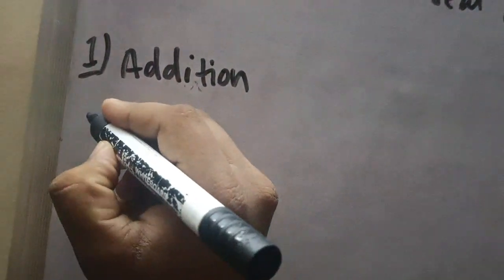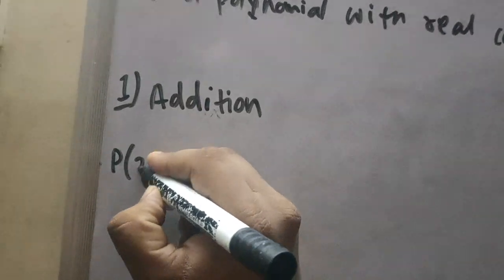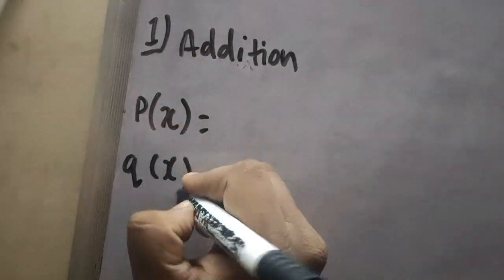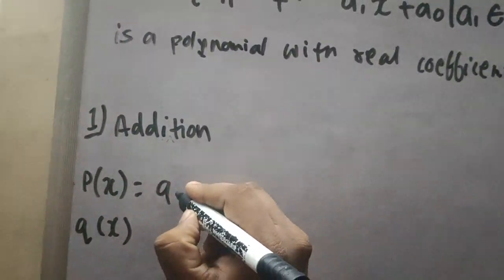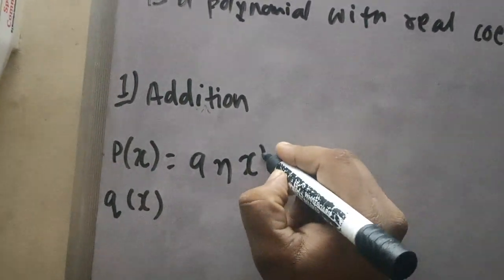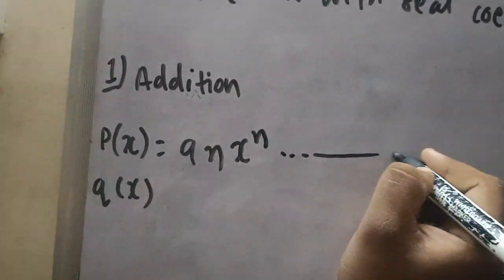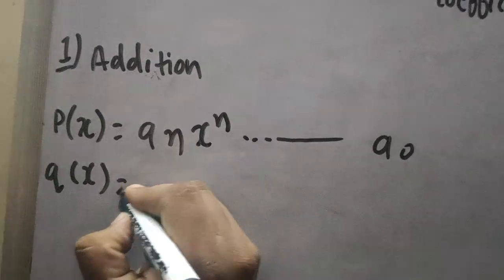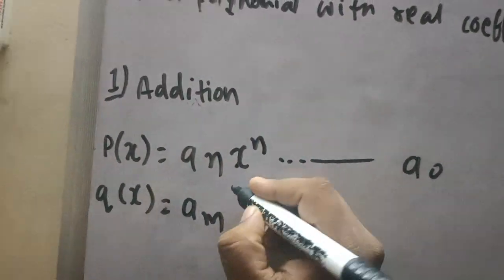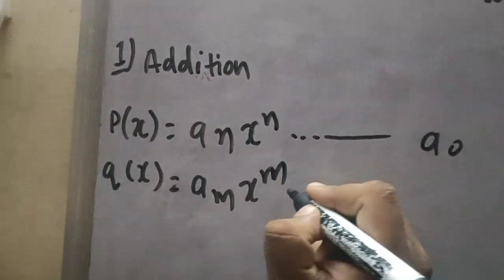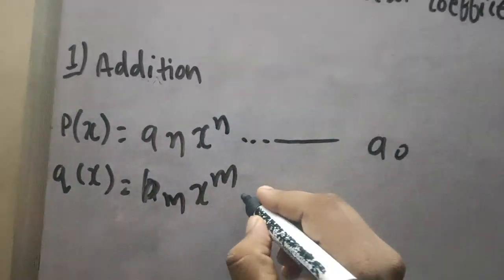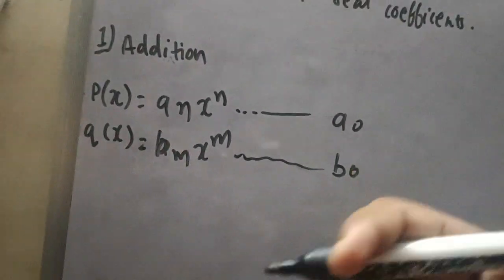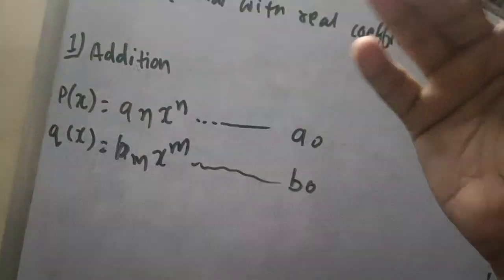Okay, so let's take two similar elements which are px and qx. Px, let's say it's a_n x^n all the way up to a_0, correct? And let's say here it's b_m x^m, all the way to b_0. Now what is this? This is nothing but a polynomial equation with real coefficients.